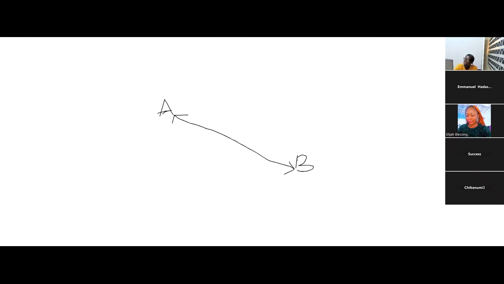This is a distance D. The different distance between point A and point B is the distance. So that's the distance. But immediately you now make this distance directional.